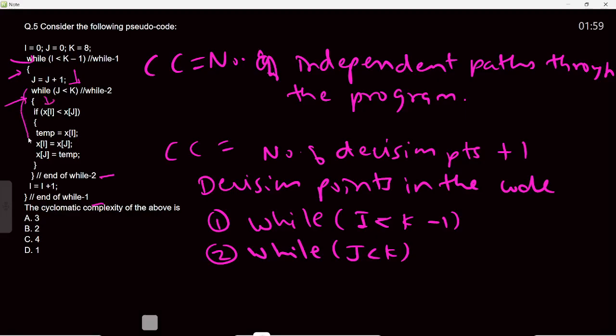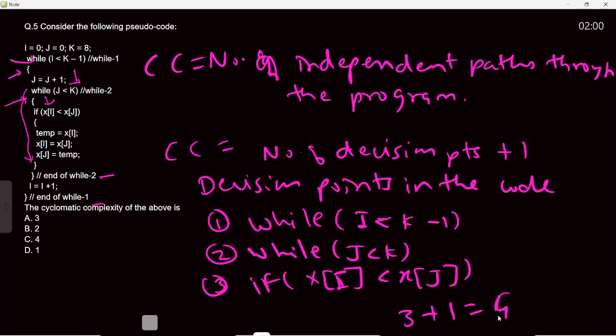Otherwise, it will go from outside. Okay, it will ignore that and directly go below. So this is the second decision point, and the third one is the if condition, because here is also one decision point. Here are also two decisions, whether to execute this code or not. So how many decision points are there? 3 plus 1, so 4 is the correct answer.